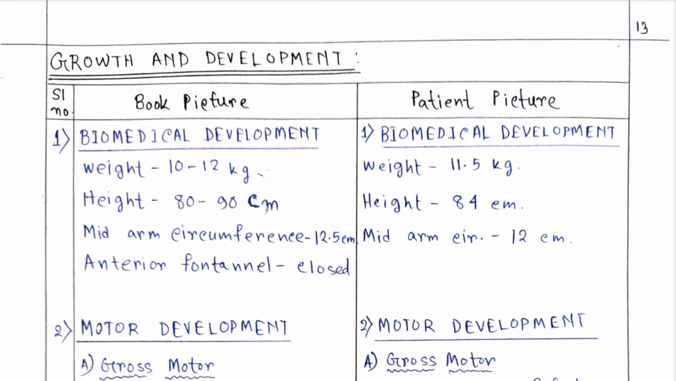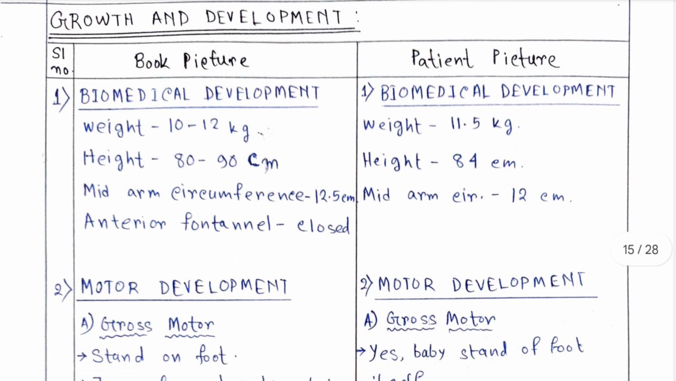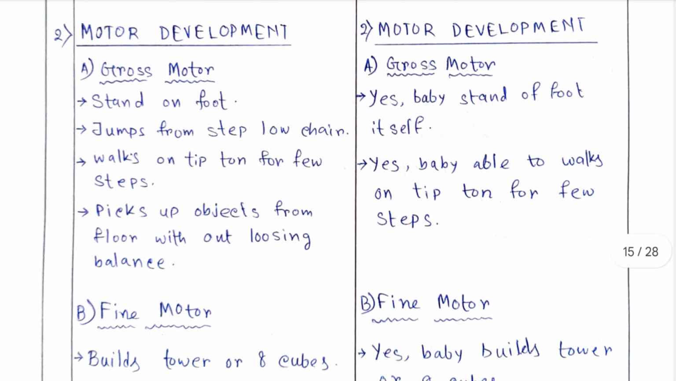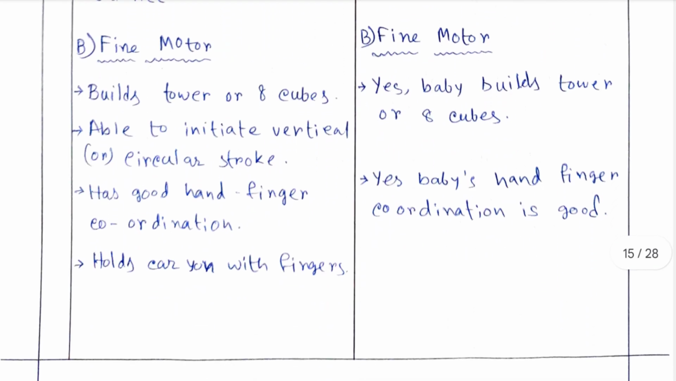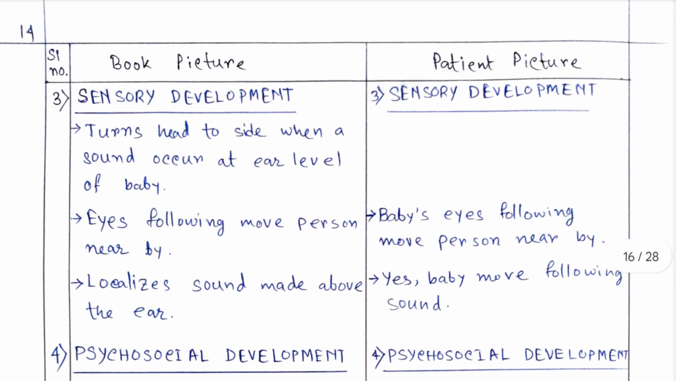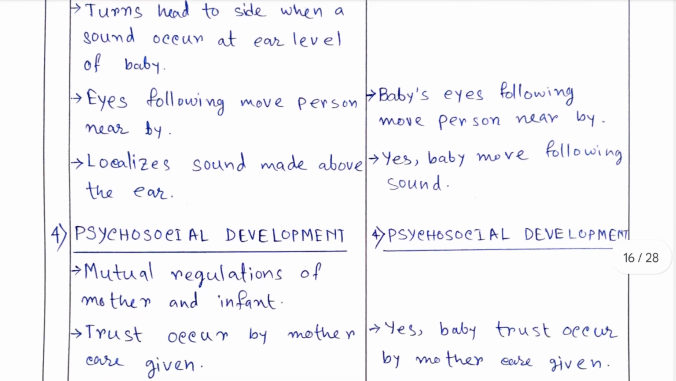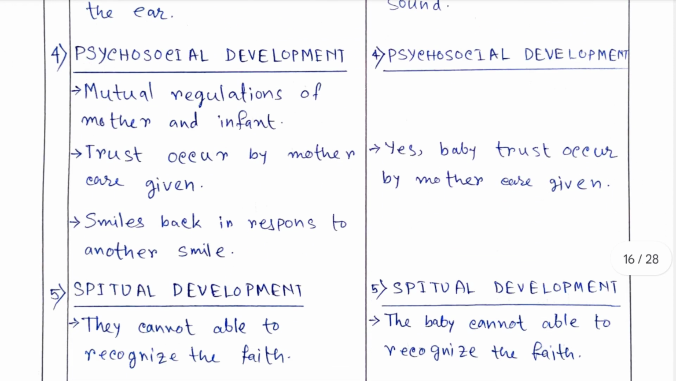Next is growth and development. Under growth and development, the first point is biophysical development. Under biophysical development: height, weight, mid-arm circumference, anterior fontanelle are there. Second point is motor development. Third point is fine motor. Next, the third point is sensory development. Next is psychosocial development. Next is spiritual development.